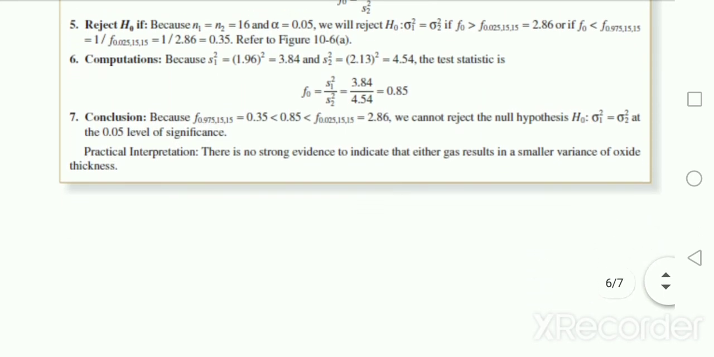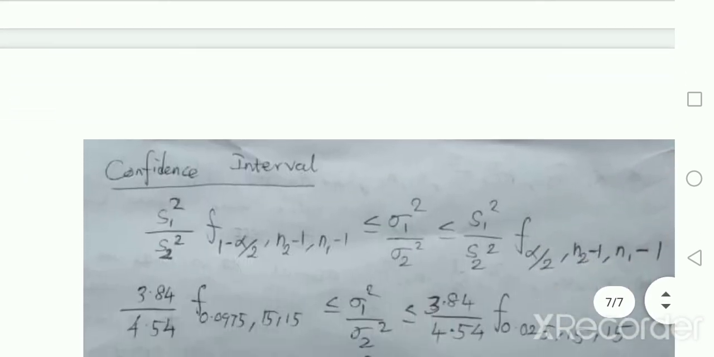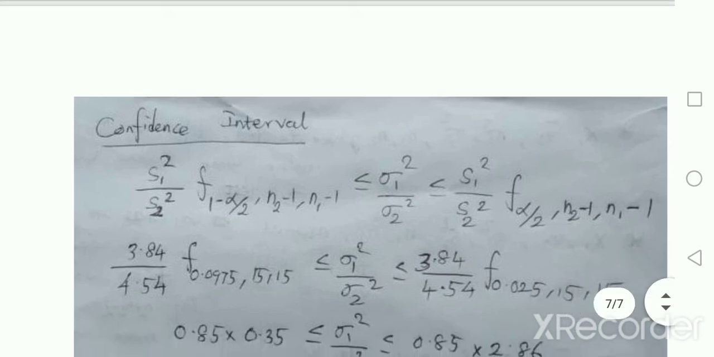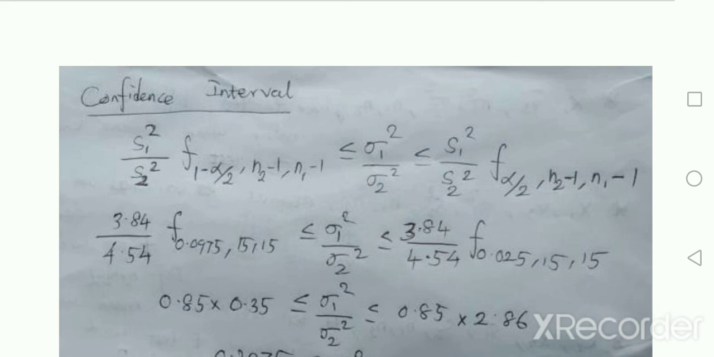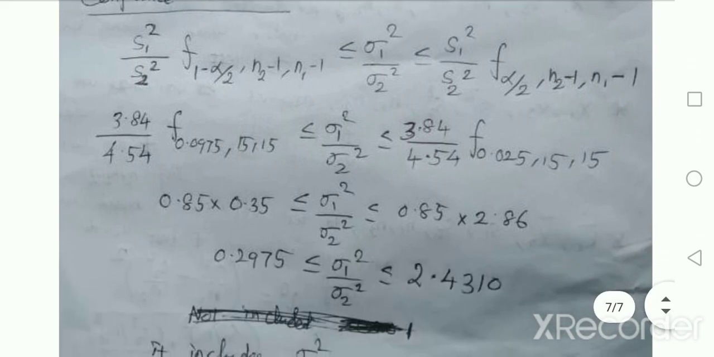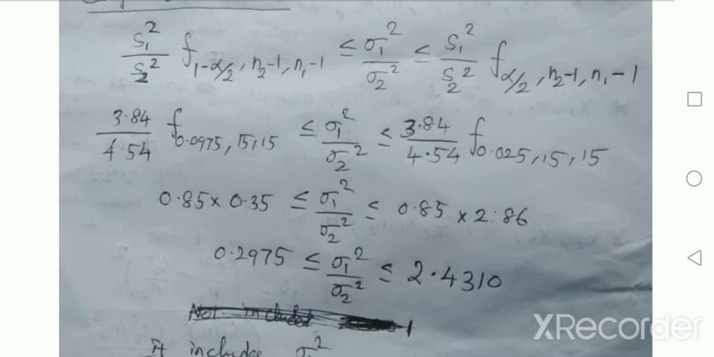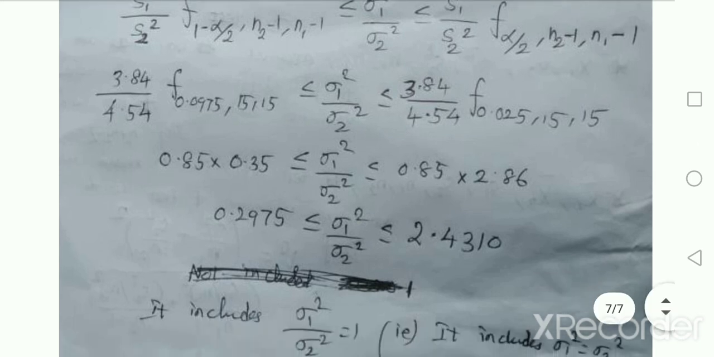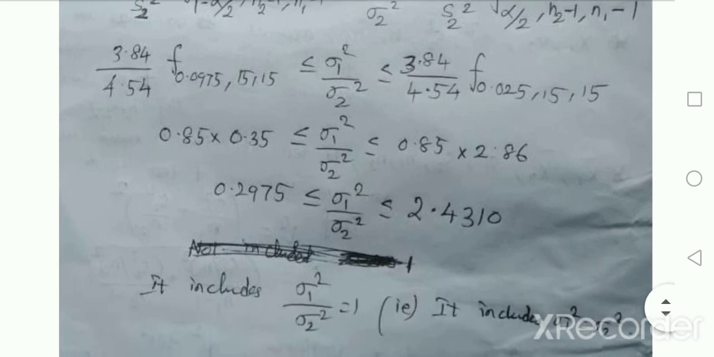And the confidence interval formula for a two-sided case is S1 square divided by S2 square times F 1 minus alpha by 2 comma n1 minus 1 comma n2 minus 1, less than or equal to sigma 1 square divided by sigma 2 square, less than or equal to S1 square divided by S2 square times F alpha by 2 comma n2 minus 1 comma n1 minus 1. By substituting all the values, the answer is 0.2975 less than or equal to sigma 1 square divided by sigma 2 square less than or equal to 2.4310.